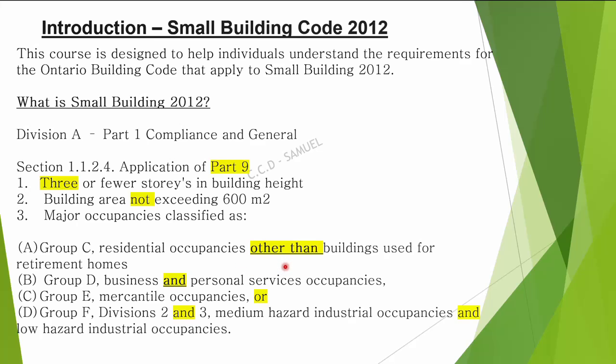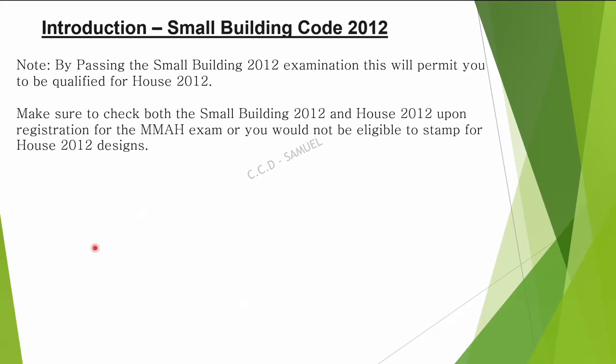The term other than, buildings used for retirement homes. So retirement home does not fall under Group C occupancy. Group D, business and personal services occupancy. Group E, mercantile occupancy, or Group F, Division 2 and 3, medium hazard industrial occupancy and low hazard industrial occupancy.